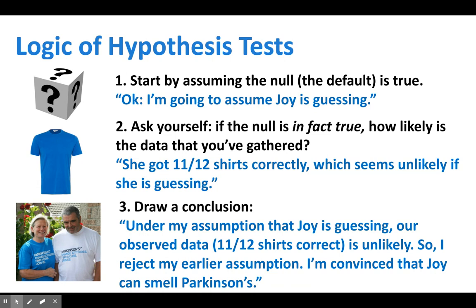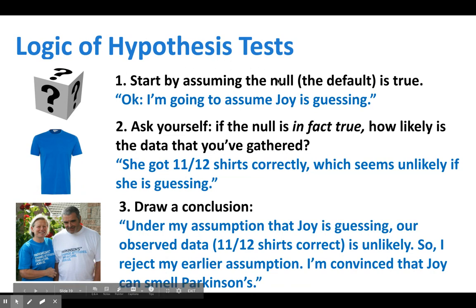Under my assumption that Joy is guessing, our observed data is unlikely. So I reject my earlier assumption. I'm now convinced that Joy can smell Parkinson's. And we're going to end up being able to calculate some values to back that up. For now, this is the logic that you're going to have to follow.